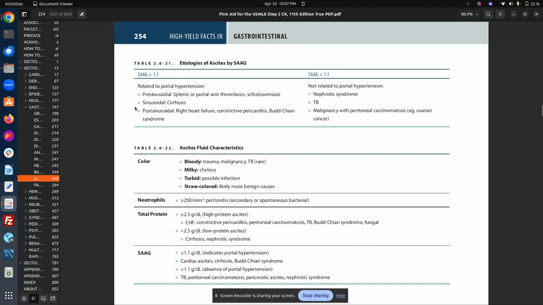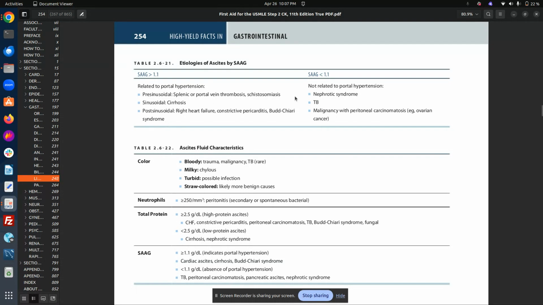It could be one of three causes: pre-sinusoidal, sinusoidal, or post-sinusoidal. So pre-sinusoidal causes can be splenic or portal vein thrombosis or schistosomiasis. Sinusoidal cause is cirrhosis, and we are covering cirrhosis in today's lecture. Post-sinusoidal causes of ascites are right heart failure, constrictive pericarditis, and Budd-Chiari syndrome.